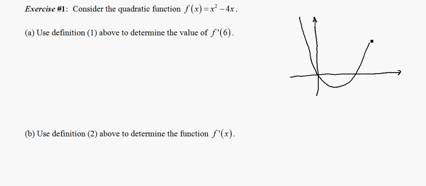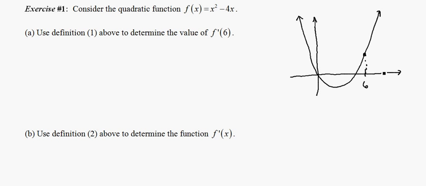In exercise number 1, it says consider the quadratic function x squared minus 4x. Let me actually show you what this particular function looks like. Just a general sketch. We don't really need to know particularly what this thing looks like. But it's a parabola that roughly looks like this. And they ask me in letter 1 to determine the derivative's value at 6. I want to know the slope of the tangent line here at 6.